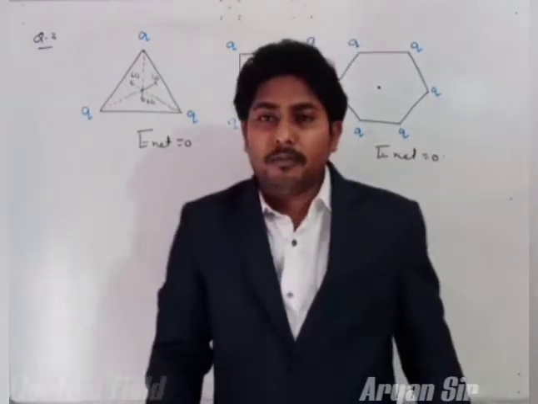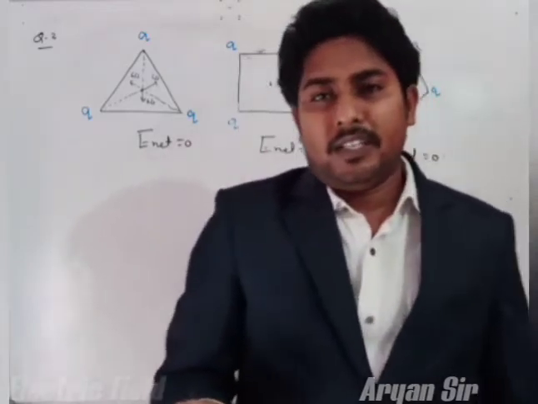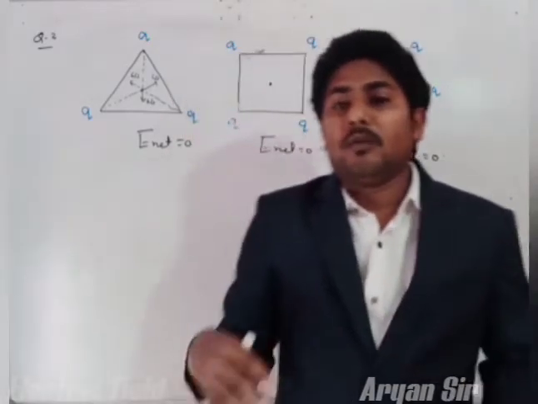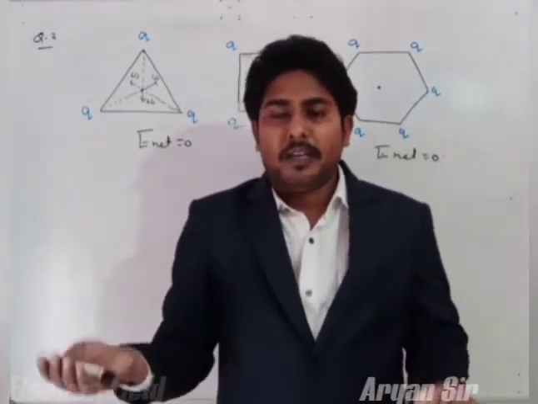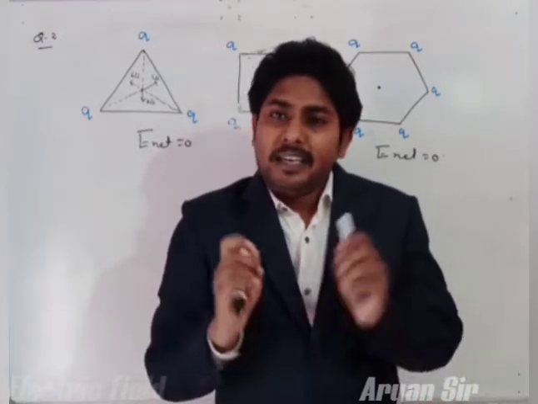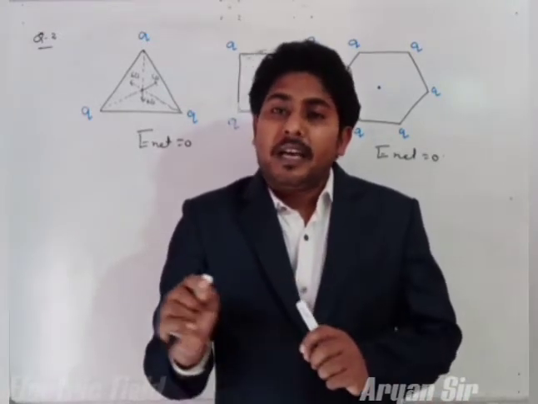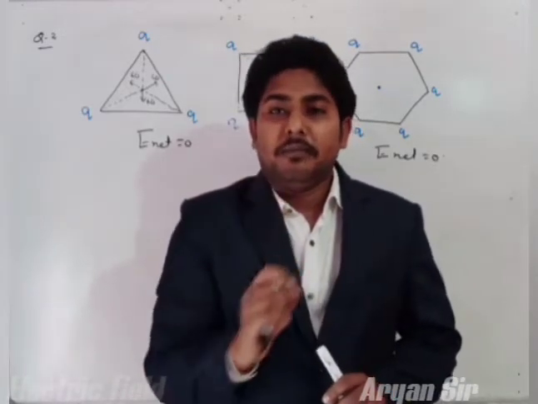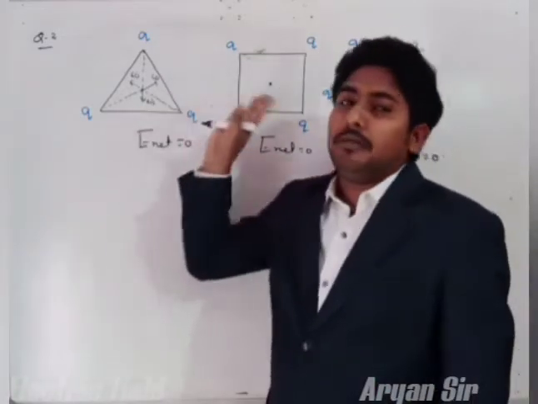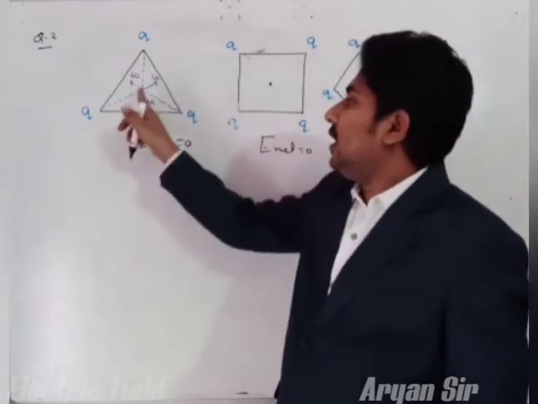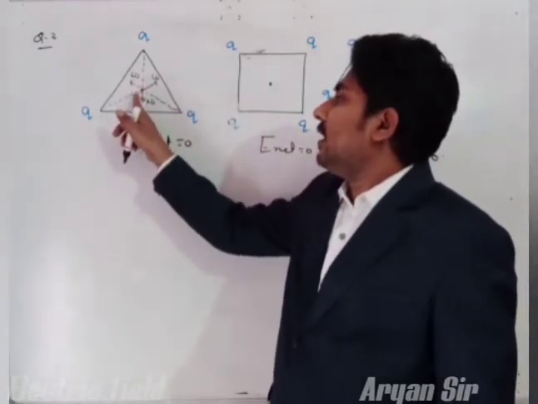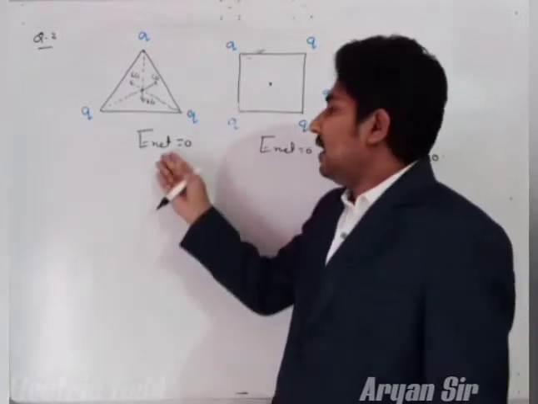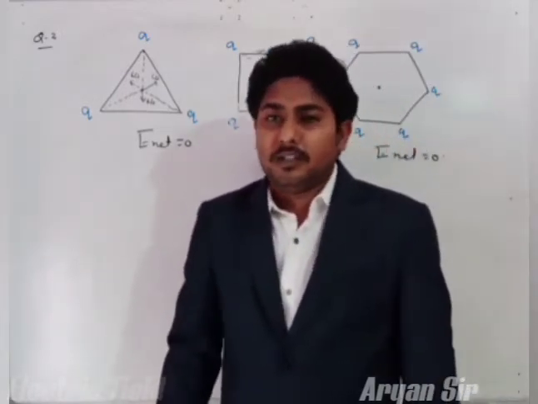So we know from the polygon law of vector addition, if there are n coplanar vectors acting at a point, and the angle between the adjacent vectors remains the same, then the net resultant of the vectors is 0. So here 120 degree, 120 degree and 120 degree. That's why net electric field intensity is 0.